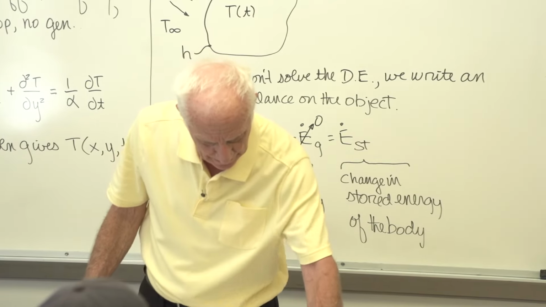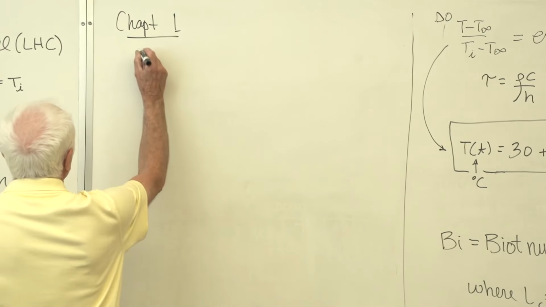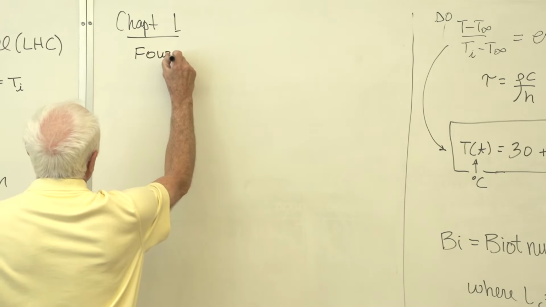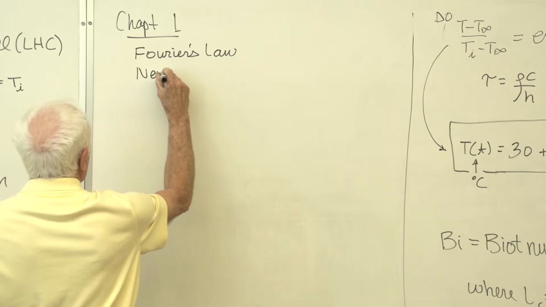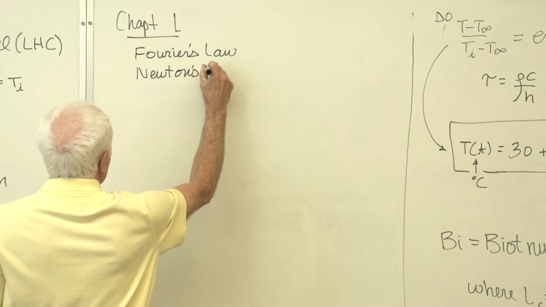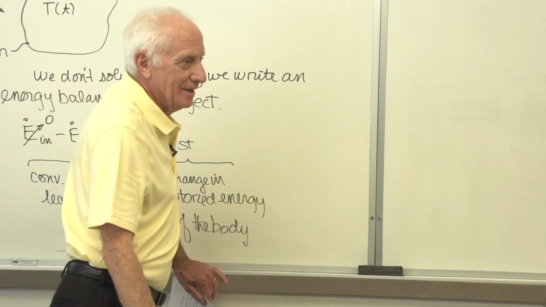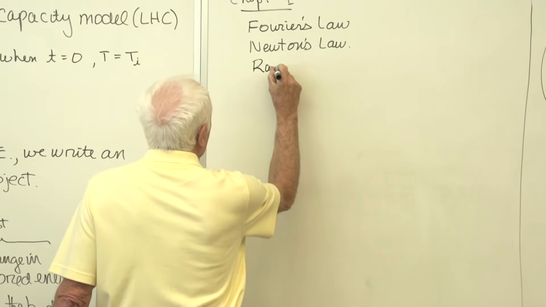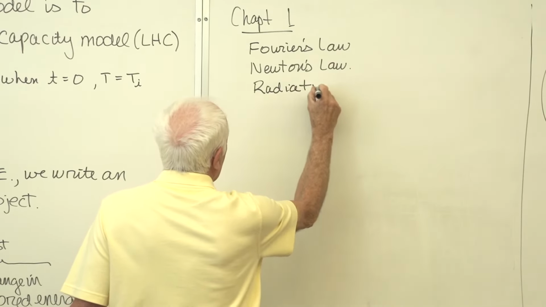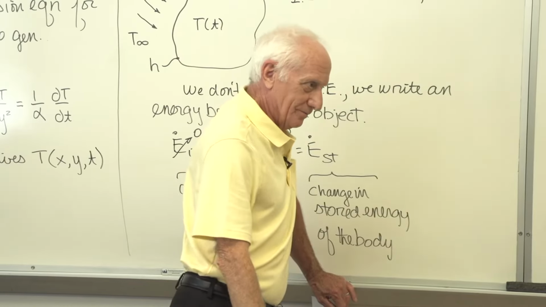Let's take a look and see chapter 1, Fourier's law, Newton's law of convection. Fourier's law: k A over L delta T. Newton's law: h A s delta T. Radiation. Small object in a large surroundings.